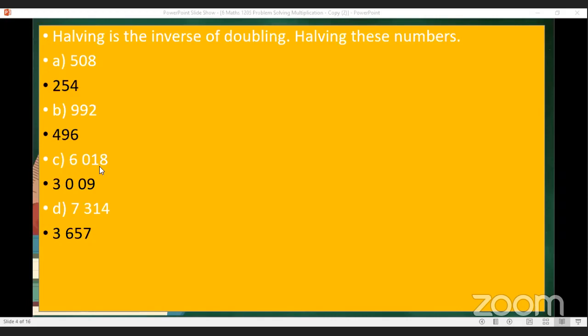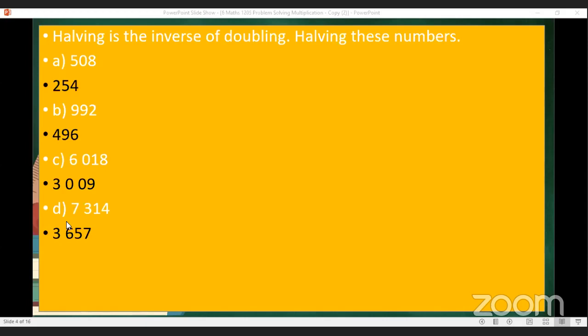And then looking at number C, we are halving 6,018. So we start working from the 6. Okay, with division, by the way, we start working from the front number. And with multiplication, we start working from the back. So we say half of 6 is 3. And then we say half of 0 is 0, because 0 divided by 2 is 0. And then we say half of 1. Okay, we don't write a half. So half of 1 is still 0. And then we say half of 18 is 9. Okay, this I'm also going to explain when we do division.